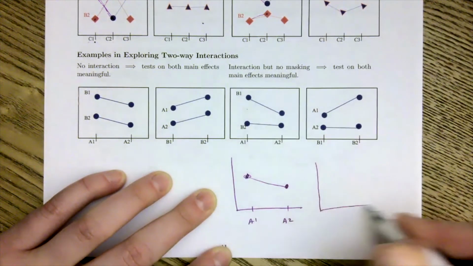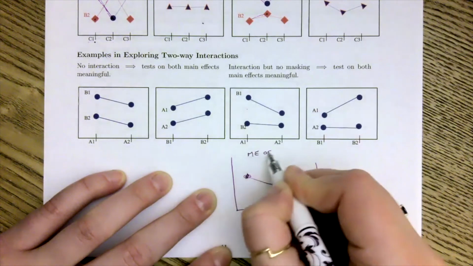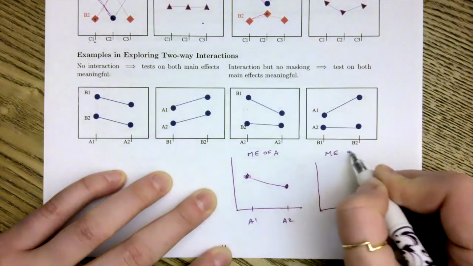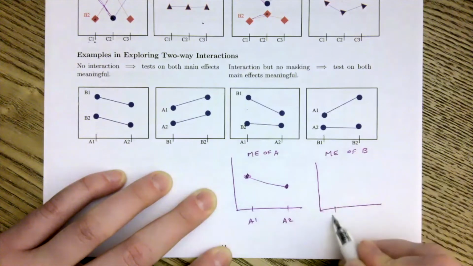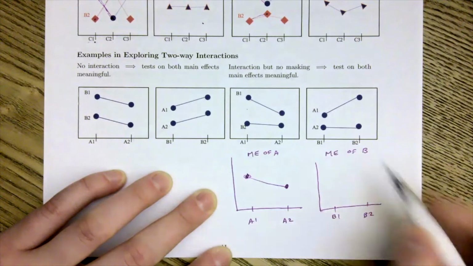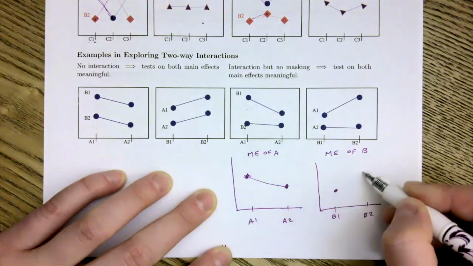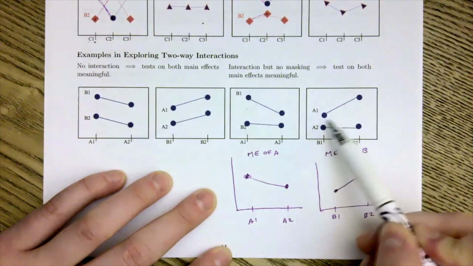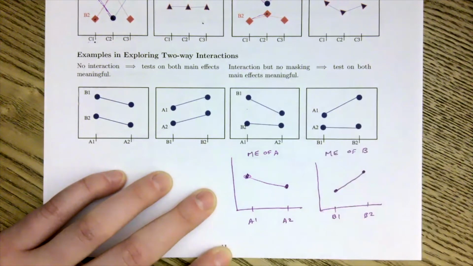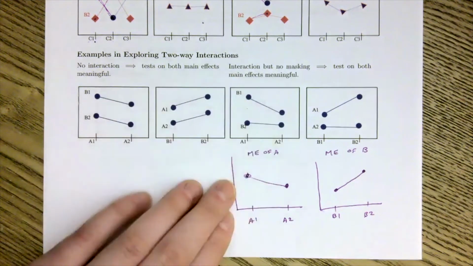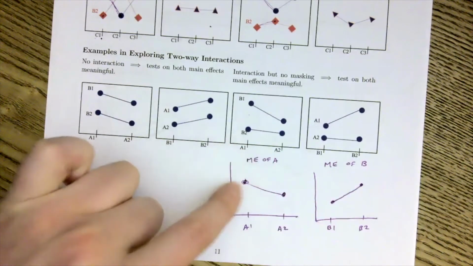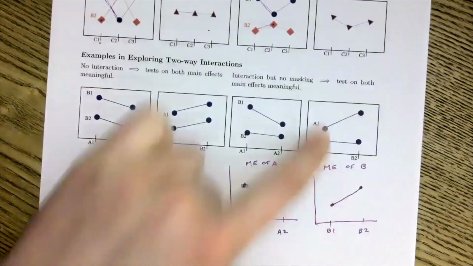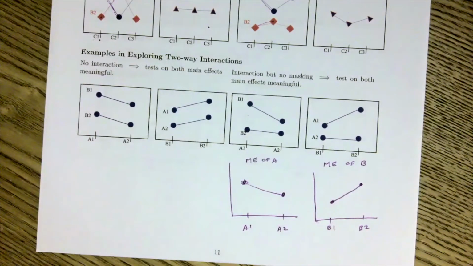If we were to draw the main effects, the main effect of A, and the main effect of B, B1, B2, we'd probably see something like that. Not exact, but hopefully you get the idea. I'd probably draw a line right there. It's the average. So in this case, by looking at the main effect and the interaction, we're going to see that there's no masking.